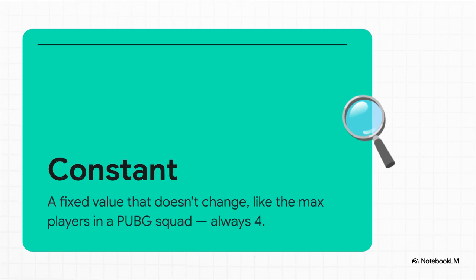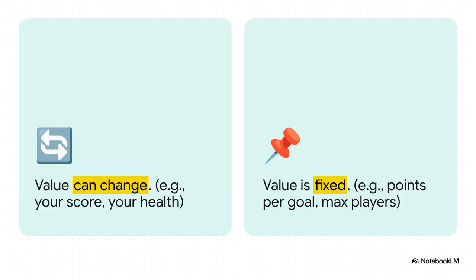And on the flip side, you have the constant. A constant is a value that's set once and then it's locked in. It never, ever changes. Think about jumping into a game of PUBG. The maximum number of players on your team is always 4. It's a fundamental rule of the game. That number doesn't change no matter how well or how badly you're playing. That's a constant.